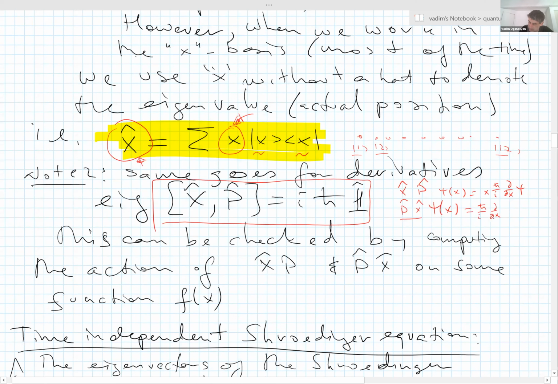d by dx, so that's P, right? Then you're going to operate on X and H, X and psi. And what you'll see is that if you take a difference between these, a commutator between two matrices, you just multiply the matrices in one order minus the product in the other order.